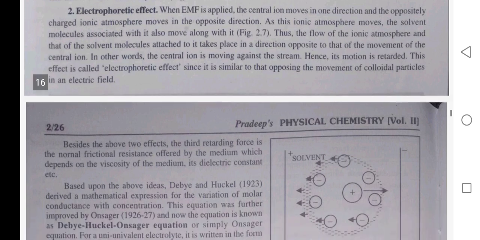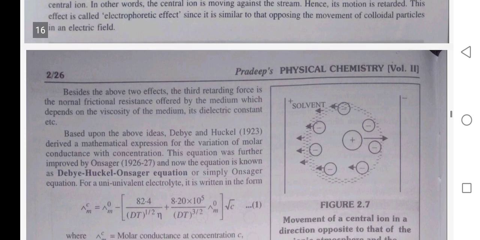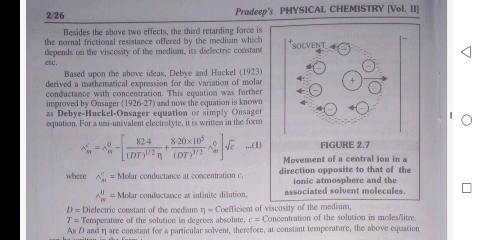Besides the above two effects, the third retarding force is the normal frictional resistance offered by the medium, which depends on the viscosity of the medium, its dielectric constant, etc. Based upon the above ideas, Debye and Huckel in 1923 derived a mathematical expression for the variation of molar conductance with concentration. This equation was further improved by Onsager, and now the equation is called the Debye-Huckel-Onsager equation, or simply the Onsager equation.